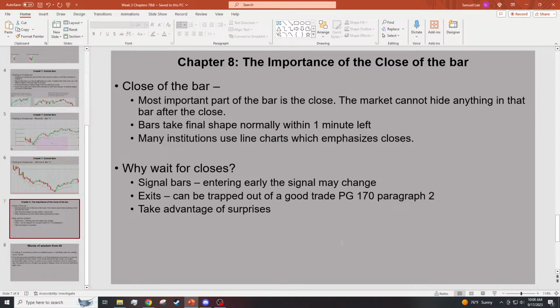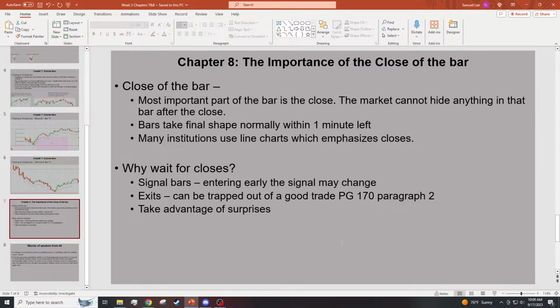But essentially, in my own words, the market can't hide anything in that bar anymore after the close. So it's very clear what the market just did for the past 5 minutes. Did the market break out? Did it close above or below a breakout point? Are we inside the other bar? Are we in a trading range? Where are we in the trading range? It's very clear for the past 5 minutes what we just did.